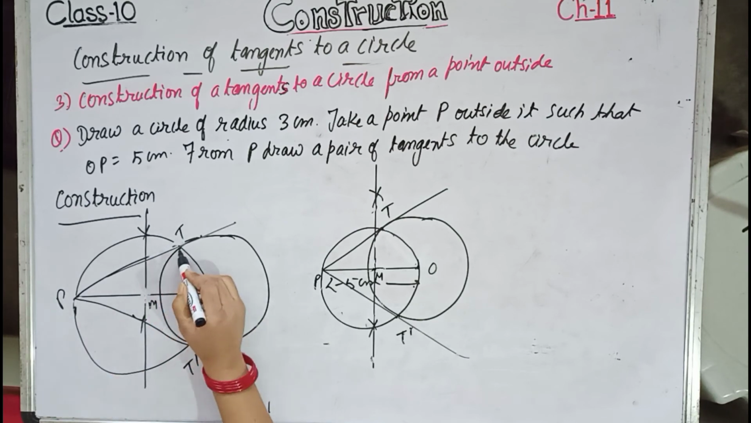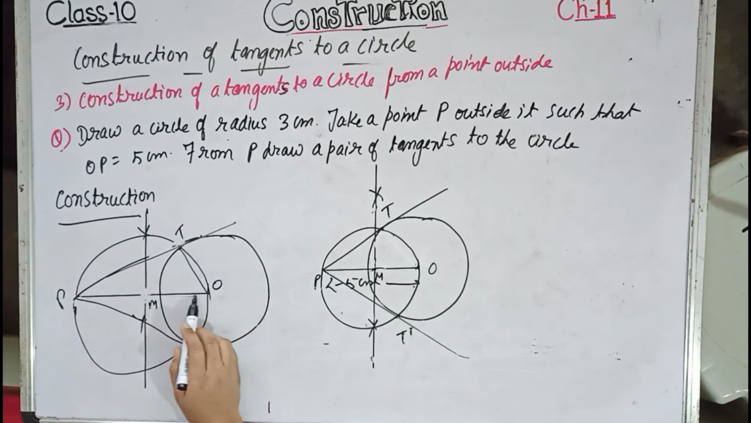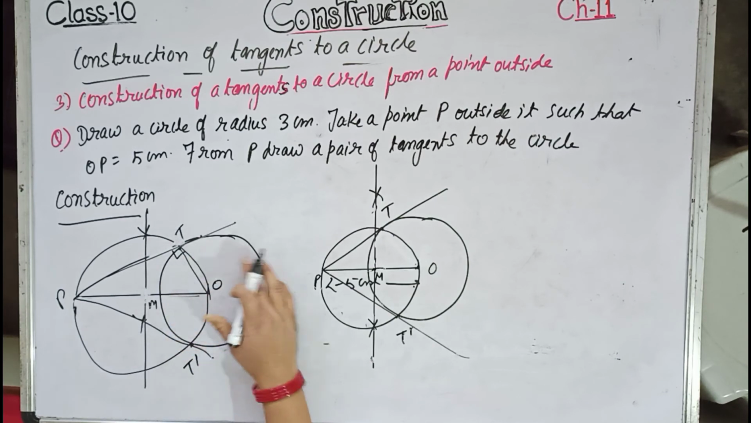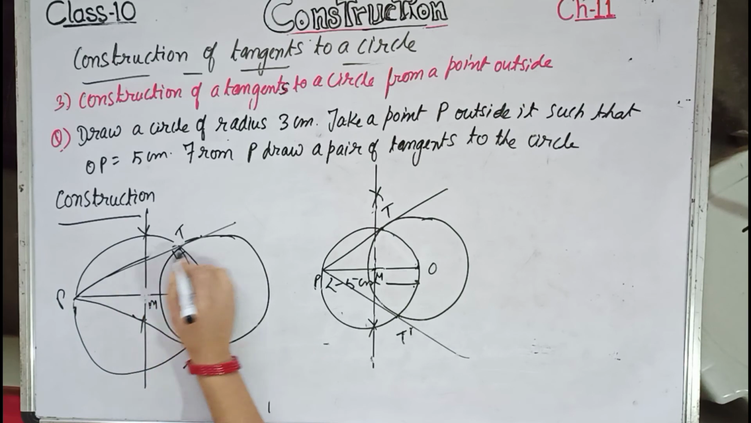Explanation: if you join, this is a diameter, so this angle is 90 degrees. So if you consider this circle now, the radius is perpendicular to this line, therefore this line is tangent to this circle.